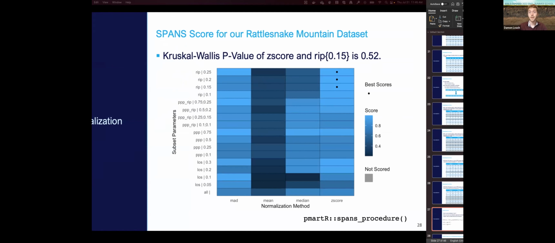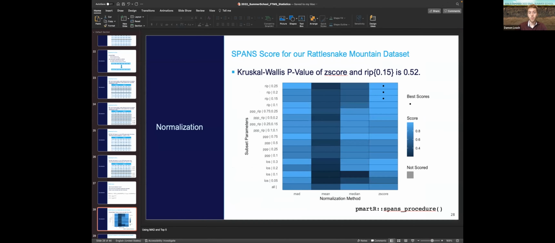So when we're using our Rattlesnake Mountain data set, when we apply the SPANS algorithm, we're going to find that the Z-score and the RIP method at 0.15 is going to be the best at 0.52. Next slide.